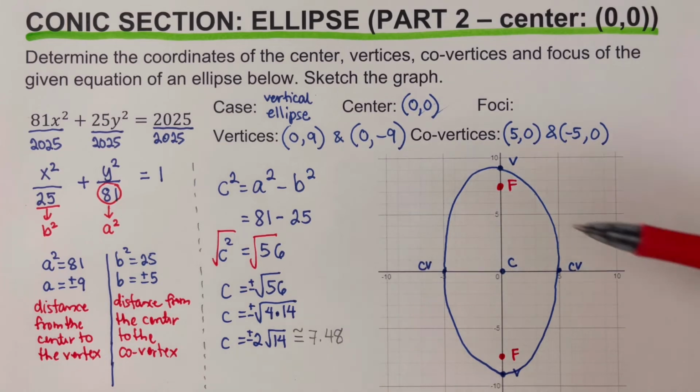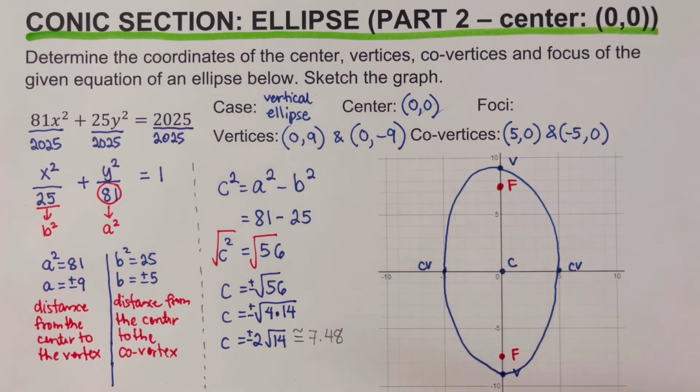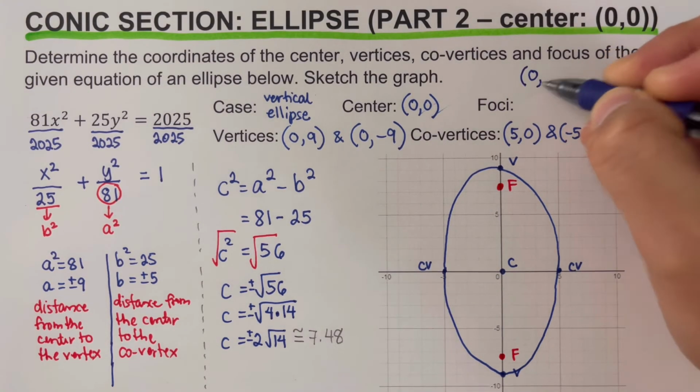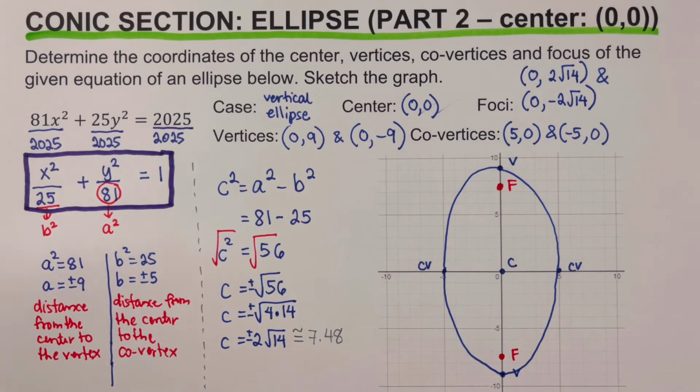Now we remember that the two foci and the two vertices should be on the same line segment, which is the major axis. So I'm going to write the coordinates of the two foci up here. So this is the standard form of this ellipse that we have right here, and this is its corresponding graph. Now let's move on to the next example.